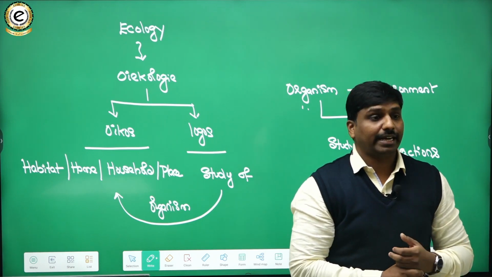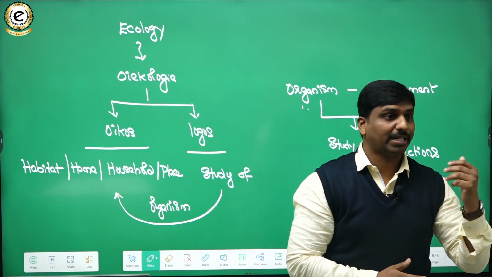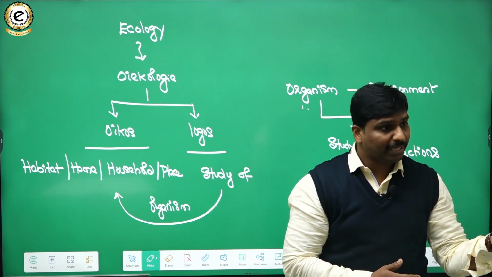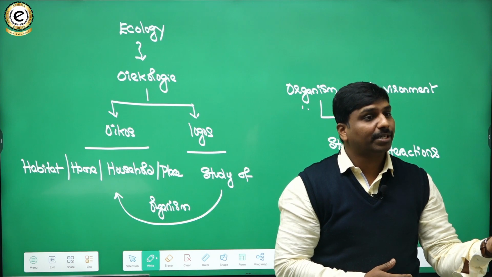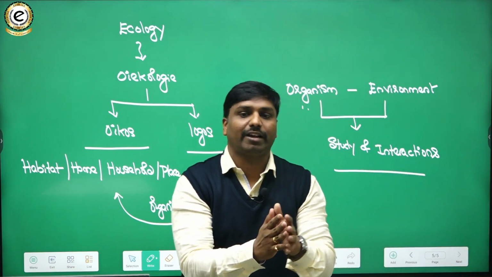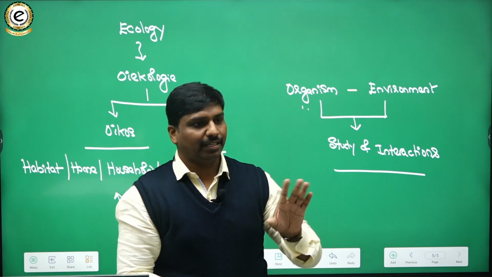So grassland is the habitat. Forest can be a habitat. Oceans can be a habitat. River can be a habitat. Anything can be a habitat. So the place of living of an organism is nothing but habitat. Are you able to understand that?